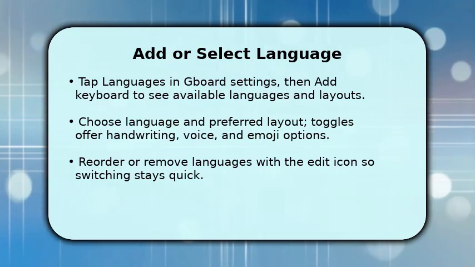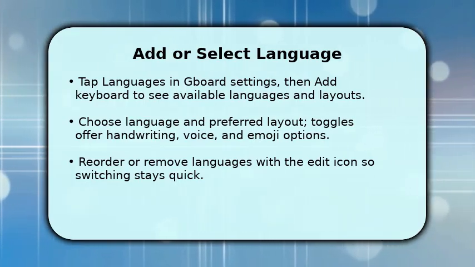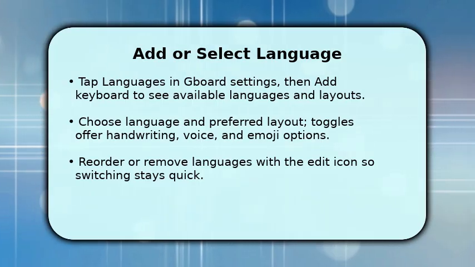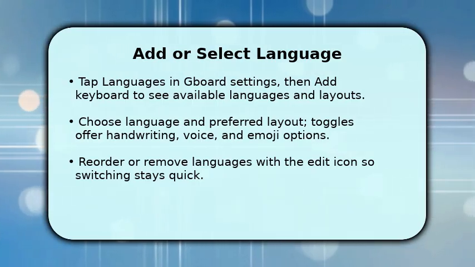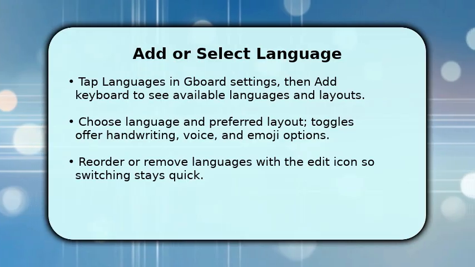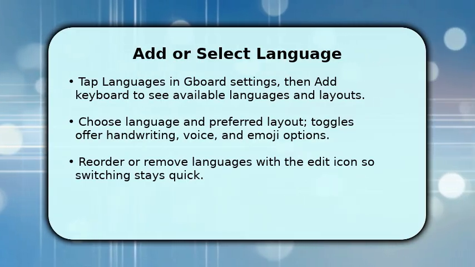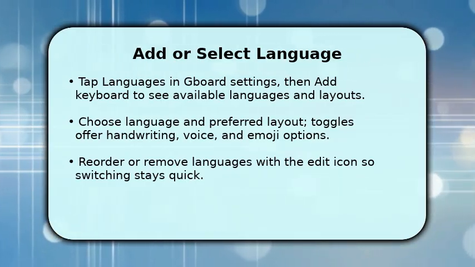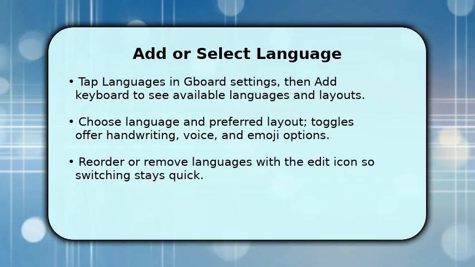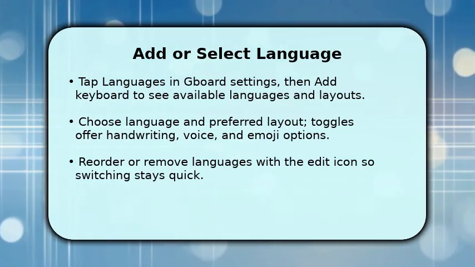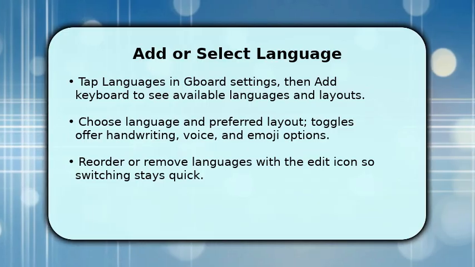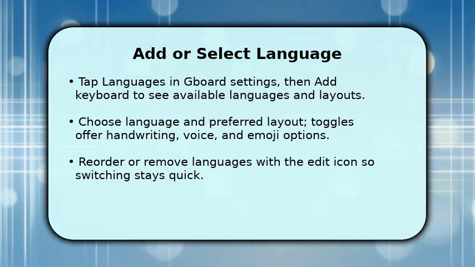Choose the exact layout and features, like handwriting or voice input, because these affect typing behavior and predictions. Once you add it, you can reorder languages to prioritize one for quick switching or remove old ones to avoid accidental changes. This middle step configures how Gboard will behave and ensures predictive text, autocorrect, and special input methods.